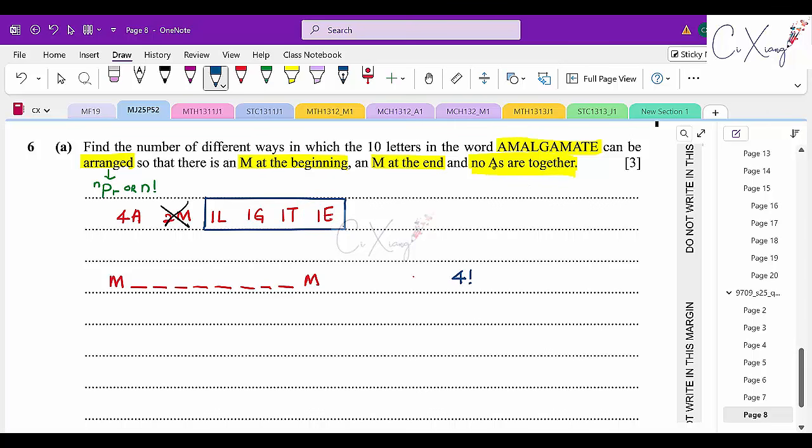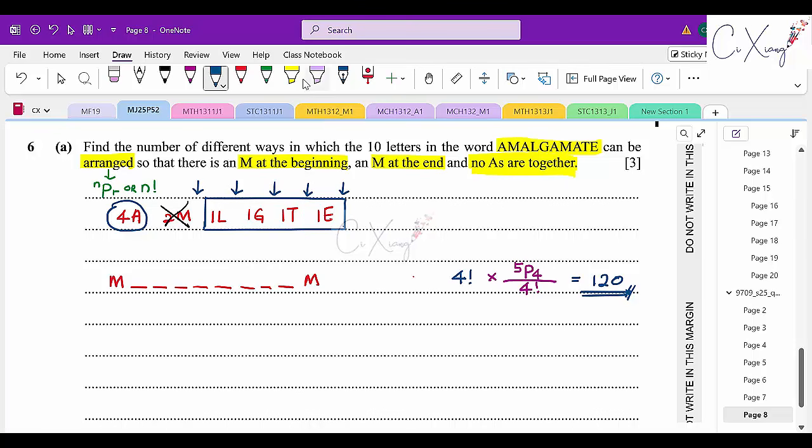After that, I want to place the A between them so that there are no A together. When I want to place A between the 4 letters here, how many spaces are available for the 4A? 1, 2, 3, 4, and also 5. 5 spaces available for 4A. If you want to write it out, it will be 5P4. But because the 4A are identical letters, therefore you have to divide it by 4 factorial. Okay, and after that, when you calculate the answer, it should be 120.